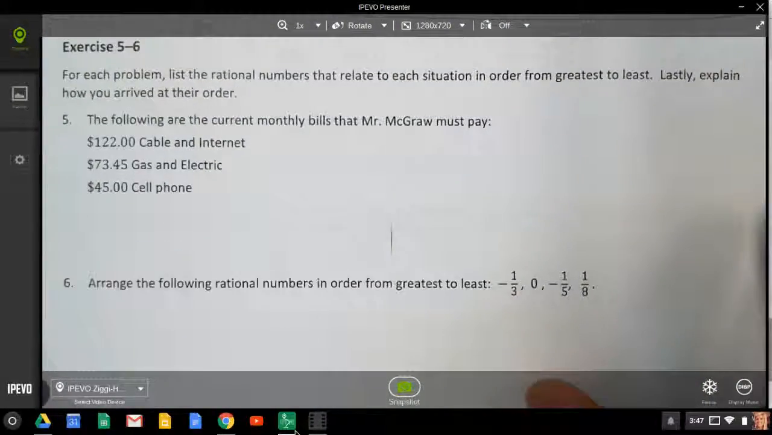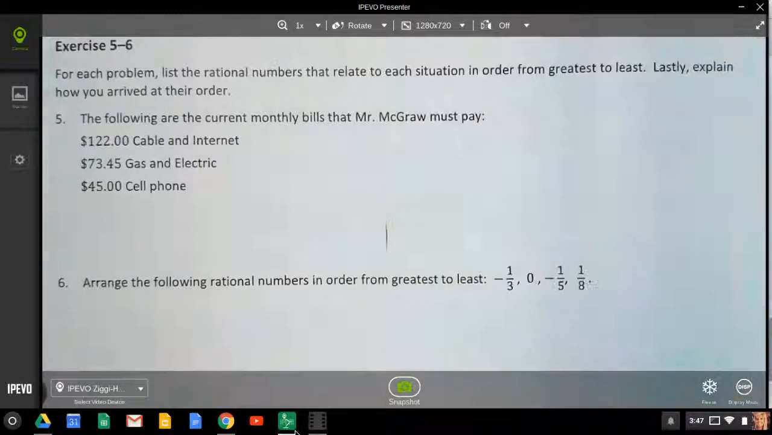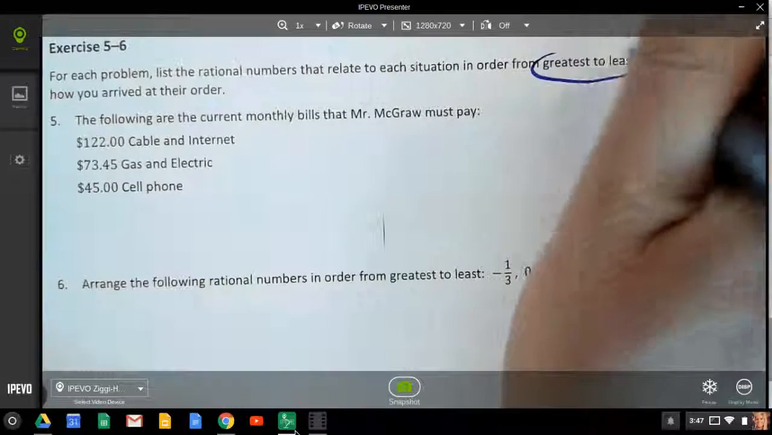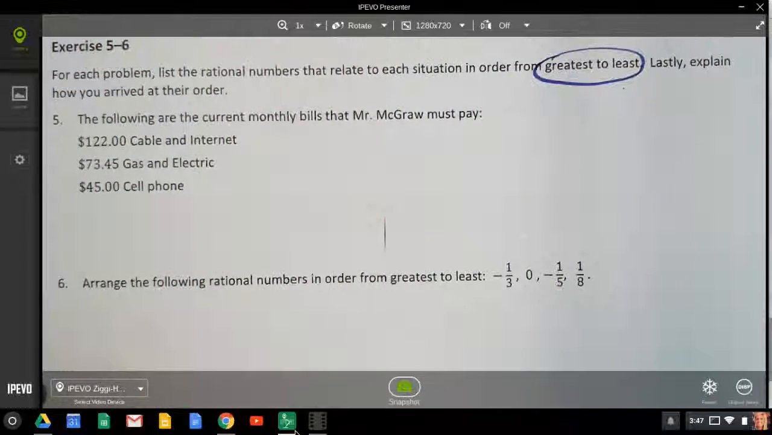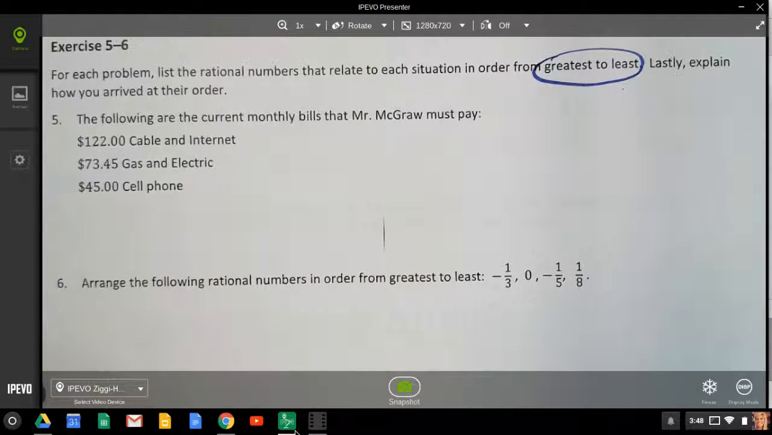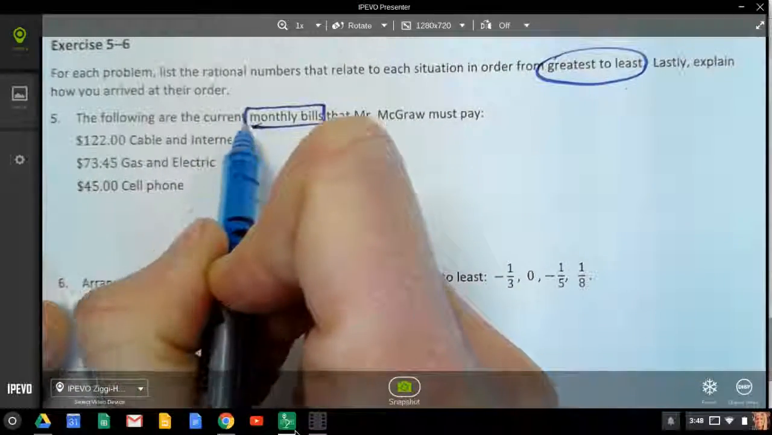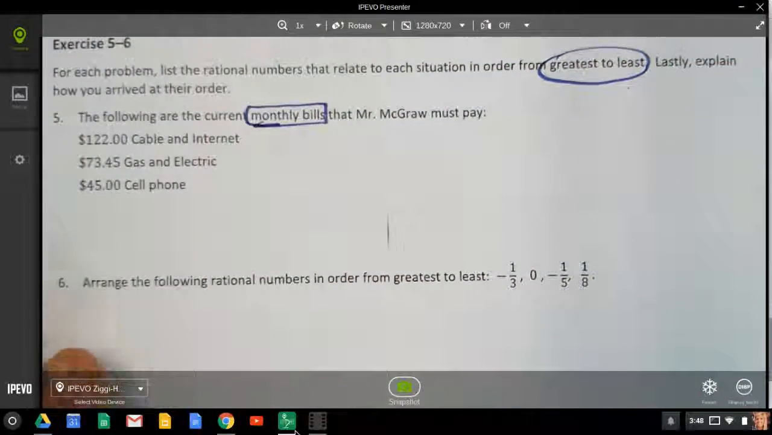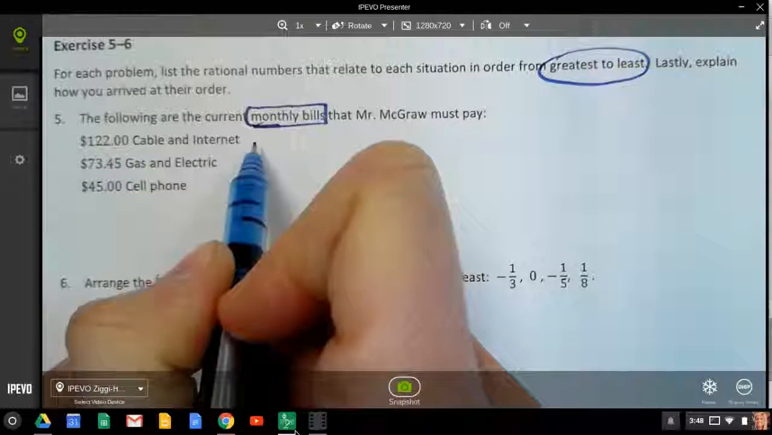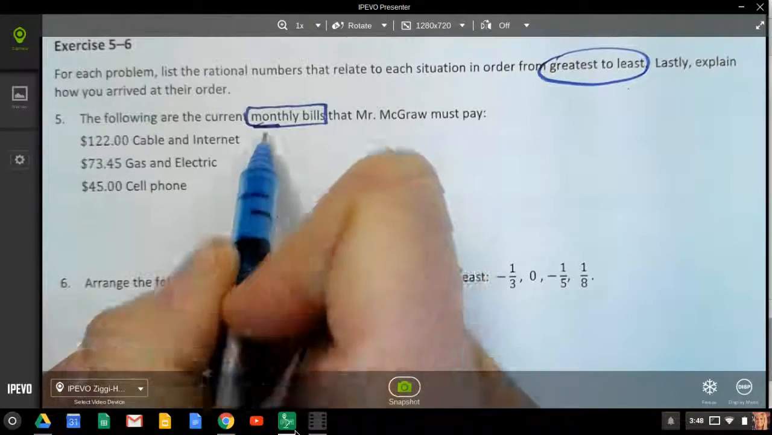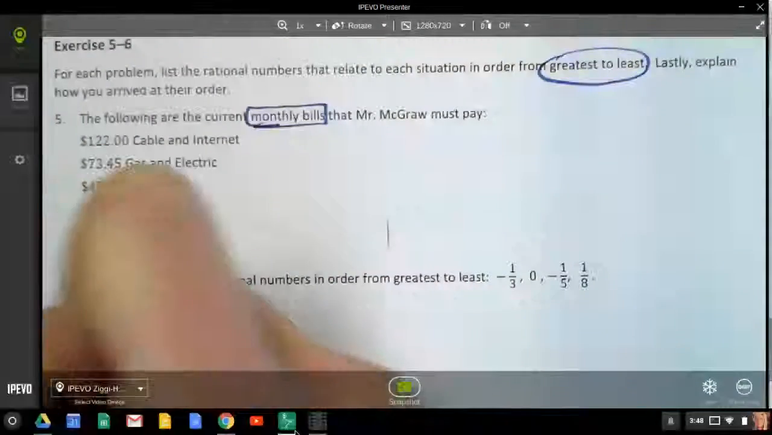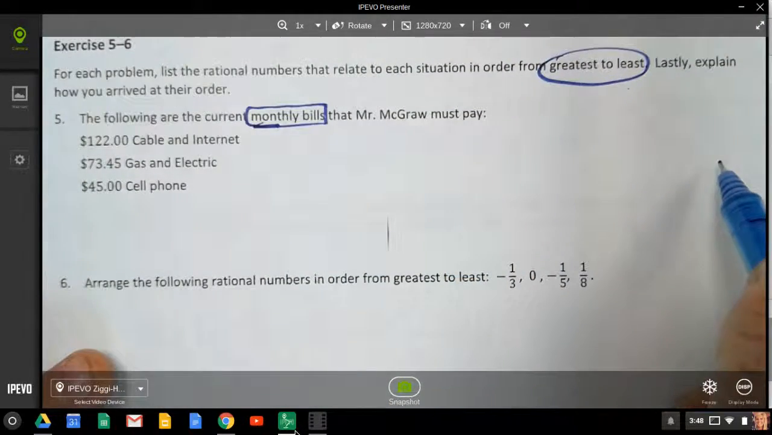All right, two last problems. For each problem, list the rational numbers that relate to each situation in order from greatest to least. Lastly, explain how you arrived at their order. All right, so number 5, I'm going to have you do on your own. So you have the following current monthly bills. Now, a bill is something that you pay. That's not a good thing. So I want you to express each one of these as a rational number using positive or negative signs here. Then I want you to order them from greatest to least.